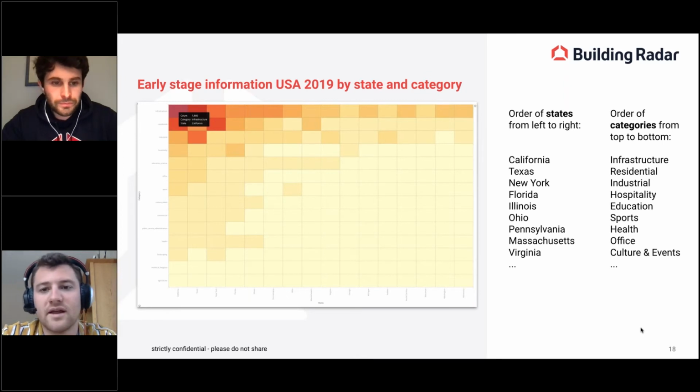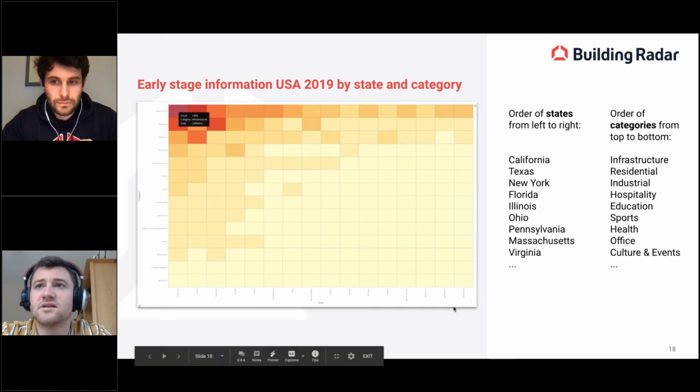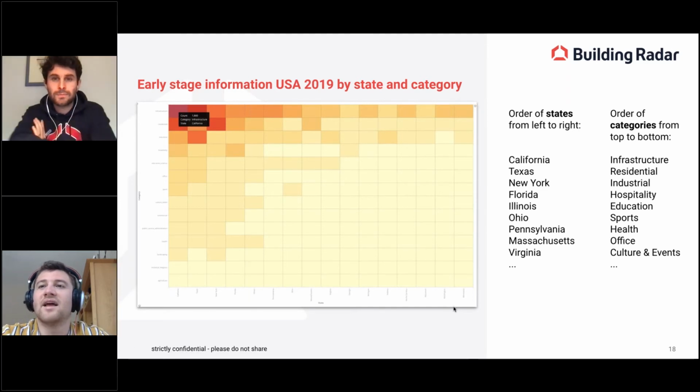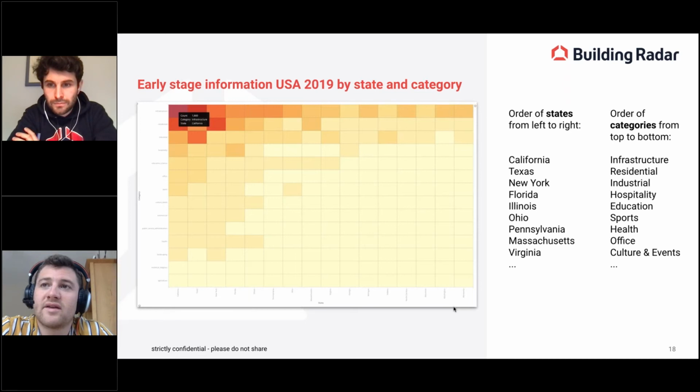If you look from left to right, it'll be California, Texas, New York, Florida, Illinois, Ohio, Pennsylvania. We're seeing more development. And then in categories: infrastructure, residential, industry, hospitality, education, sports. This is, of course, pre-pandemic. Infrastructure always comes in very high in every graph we look at, just because it's a large source of spending, followed very much by residential and industrial. What's very interesting is how that now changes in the 2020 graph.